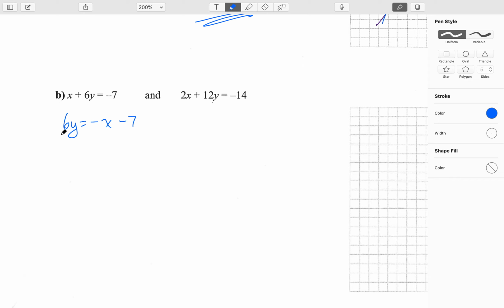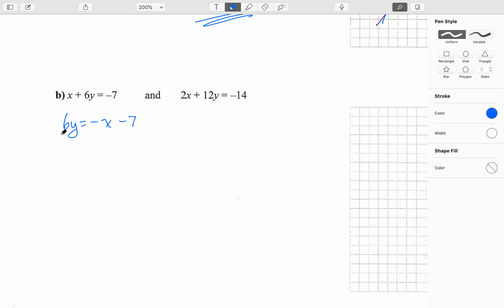What about this one? 3x plus y minus 1. Okay, let's solve for y. Minus 3x minus 3x plus 1 plus 1. So here's what I get. I get minus 3x plus 1. I can graph that, right? Slope, y-intercept.